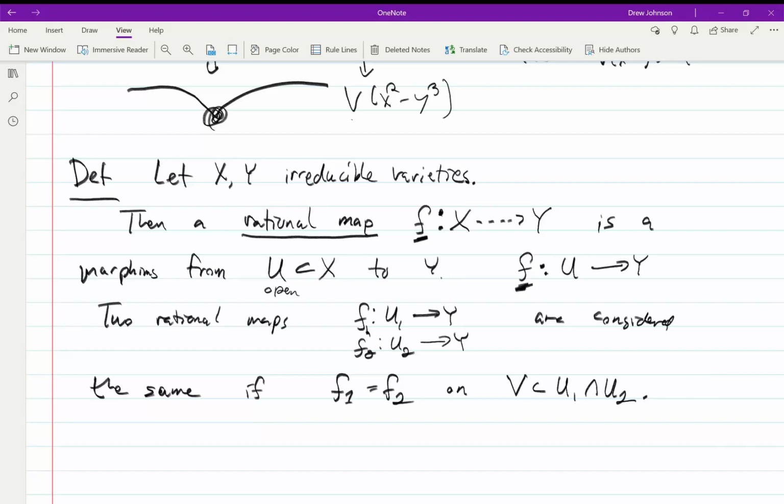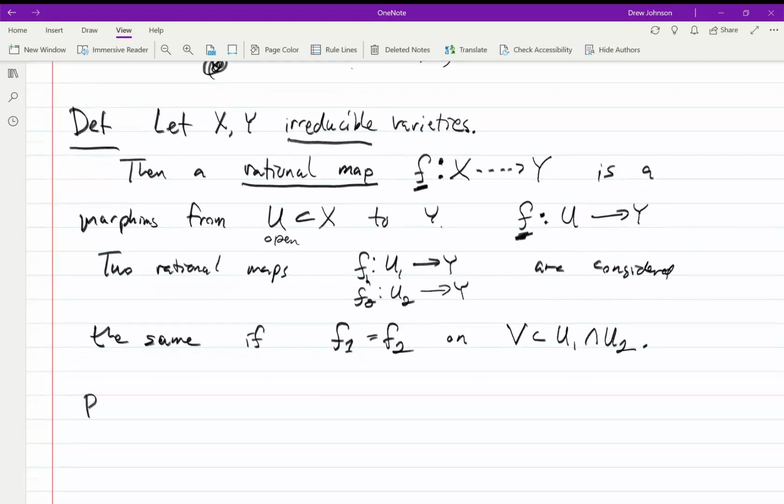Let me also remind you we're dealing with irreducible varieties, so any non-empty open subset of X is dense. So rational maps do give quite a bit of information about X. If you're thinking about manifolds and you just have a tiny open ball, it doesn't seem like a lot. But for irreducible varieties, this is giving a significant amount of information.